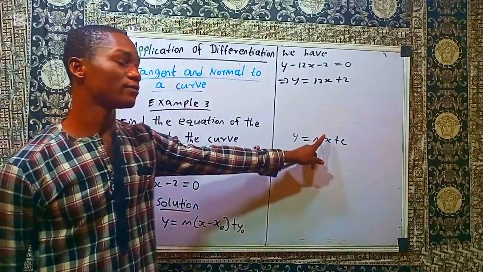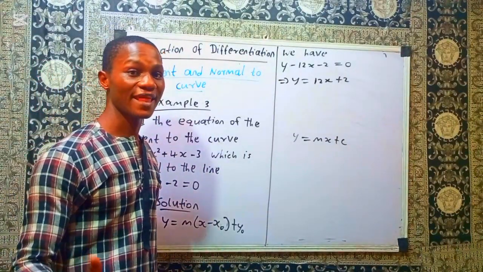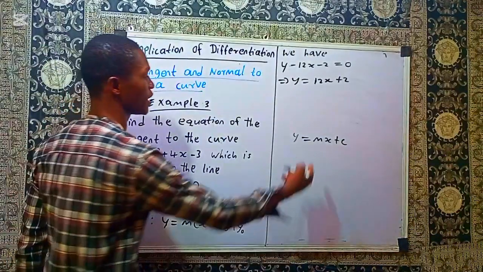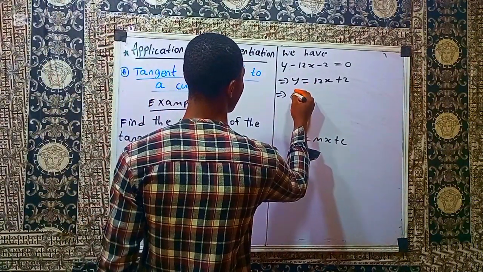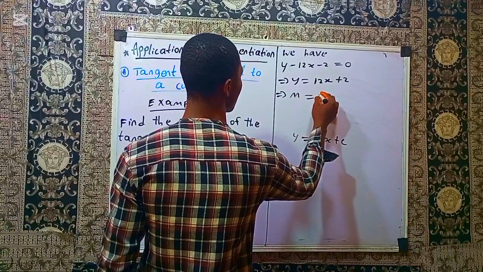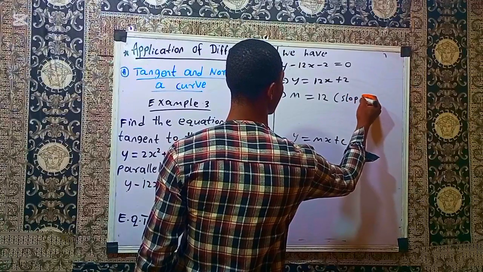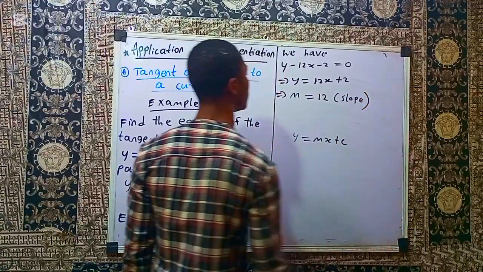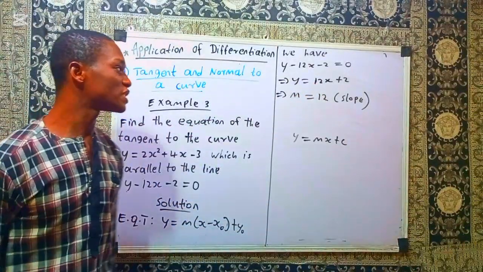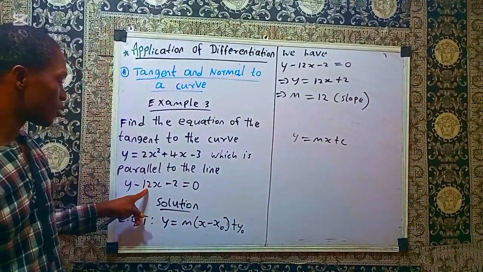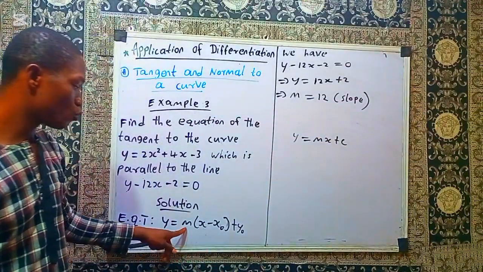So all we need is m, the slope, because since the tangent is parallel to the straight line, the tangent and the straight line will have the same slope. And from here now, the slope of the straight line is what? m. So m equals what? 12. Slope. Right? So the slope is what? Slope is 12. From this way we put it, so that we have gotten m for this equation we have here.